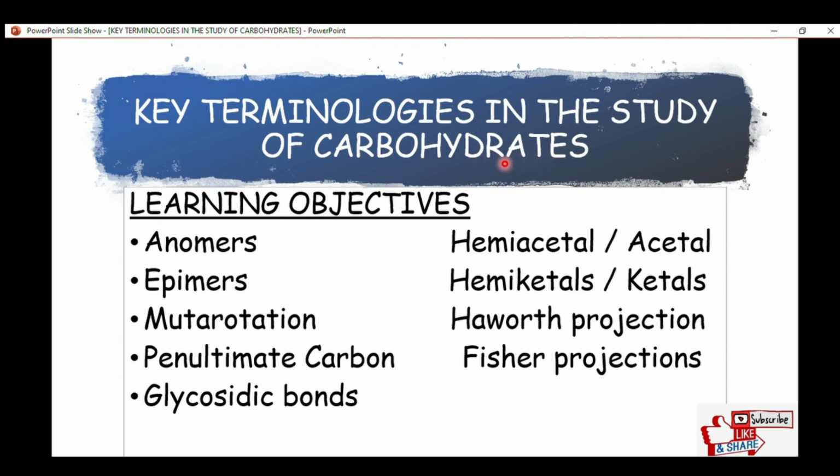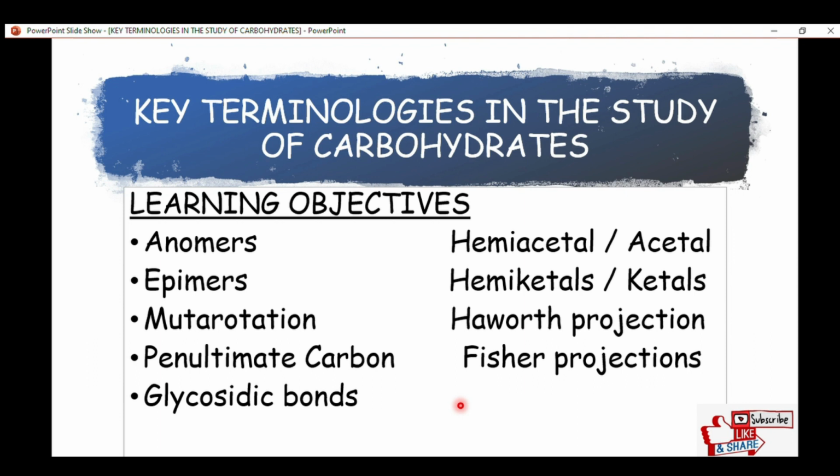Our learning objectives are going to be anomers. We are going to talk about what anomers are, epimers, mutarotation, penultimate carbon, glycosidic bonds, hemiacetal and acetal links, hemiketals and ketal bonds, Haworth projection, and Fischer projection. We are going to talk about all these things in detail and tell what each of them is.